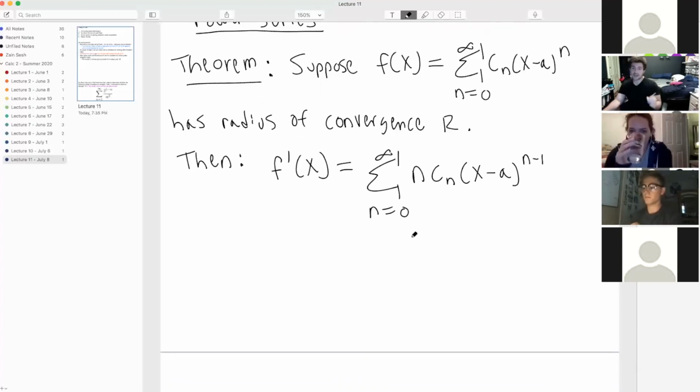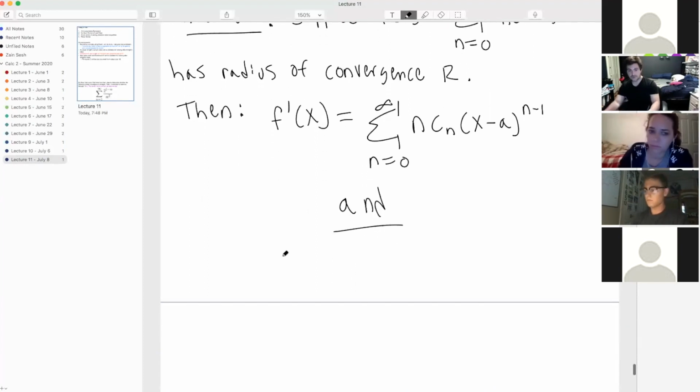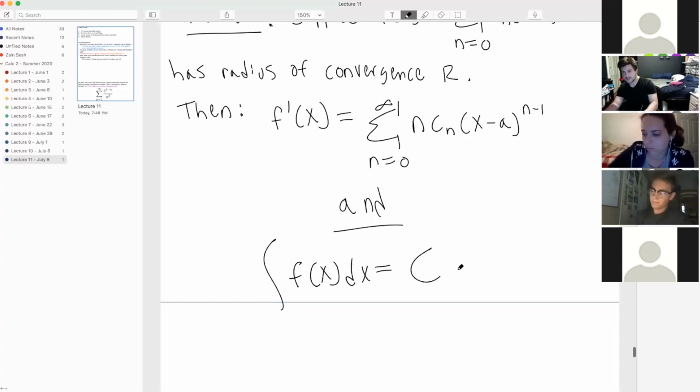So this is not at all obvious. You just can't differentiate an infinite series term by term to get the derivative. But after proving it, it is actually true, okay? So the derivative is as such, and we also have a nice expression for the integral of f, or the antiderivative of f. This is going to be some constant, c, okay?